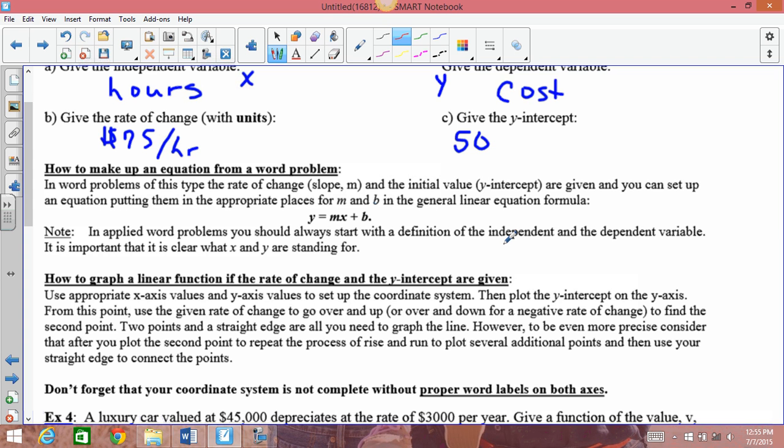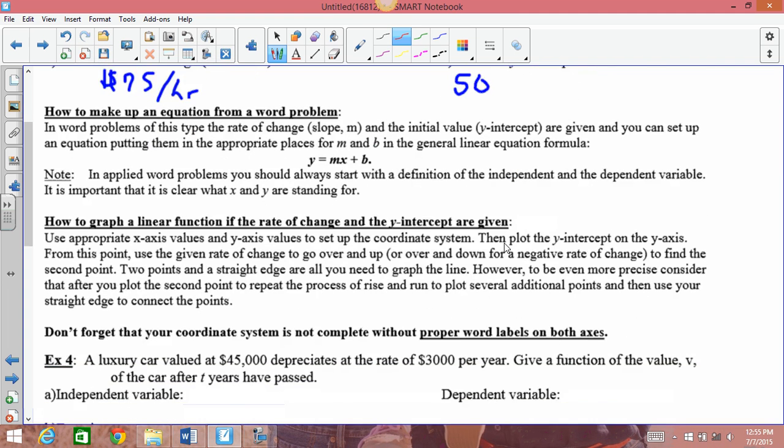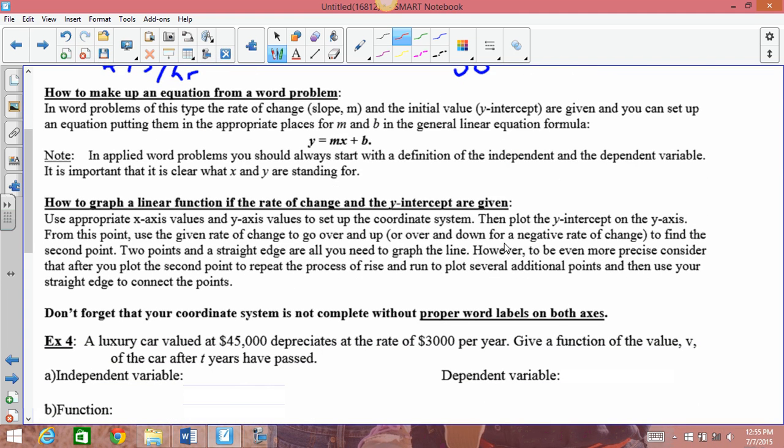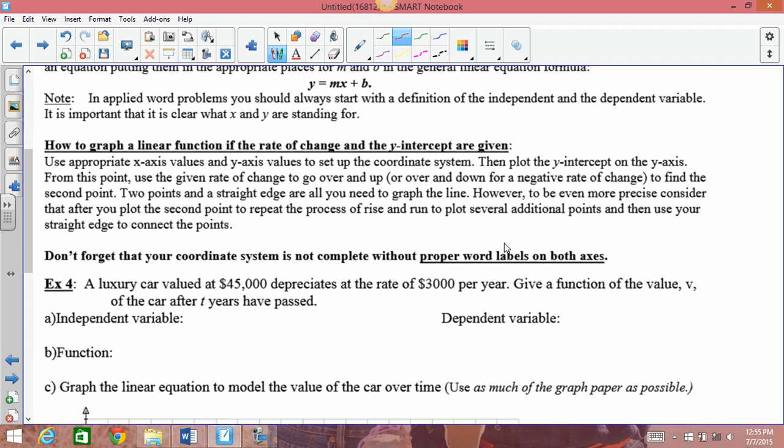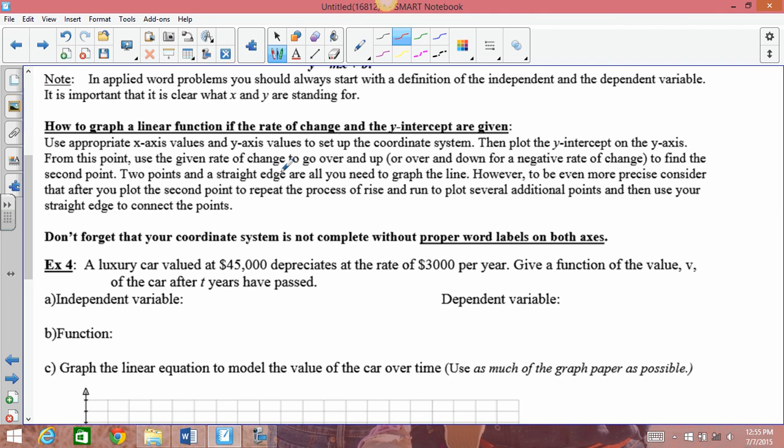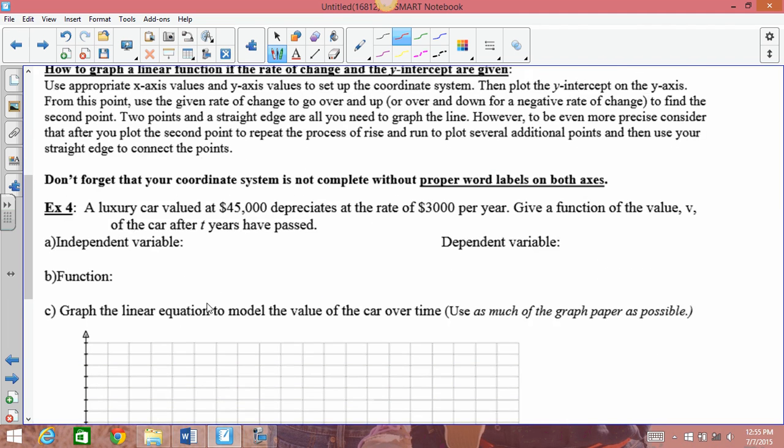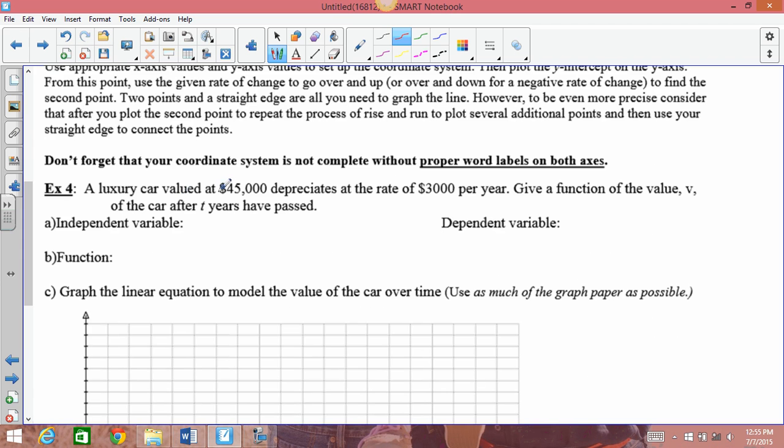This is where knowing those independent and dependent variables will be more helpful to us. So let's look at this next example, example 4. This piece up here talks about graphing it. Instead of talking you through that, let's show you through that. In example 4, a luxury car valued at $45,000 depreciates at the rate of $3,000 per year. I want to give a function of the value of the car after t years have passed.